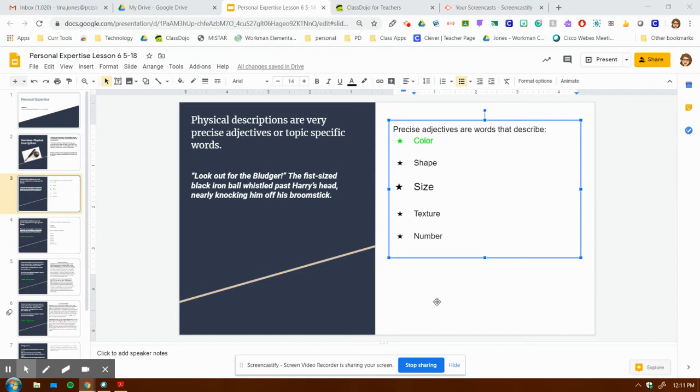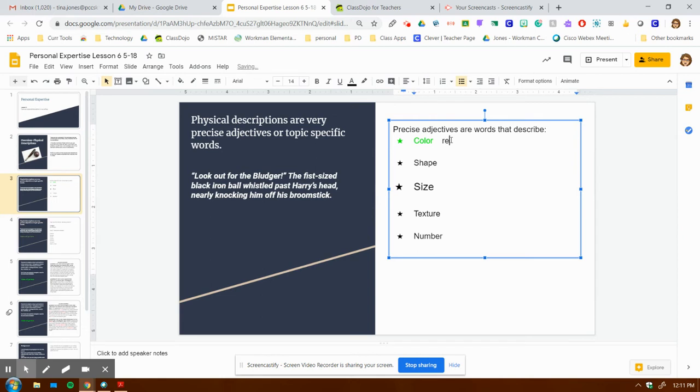Adjectives are any word that can describe another noun, or basically a person, a place, or a thing. So it can describe a chair or a broomstick or a person. There are 5 different types of adjectives that are commonly used in writing. One is that to help your reader visualize what you're talking about, authors use color words.